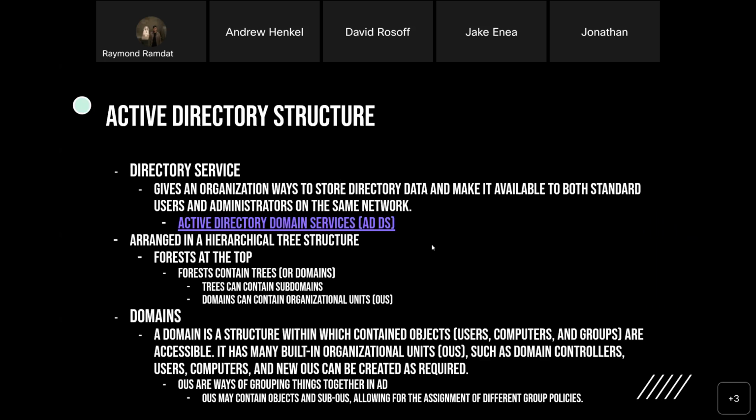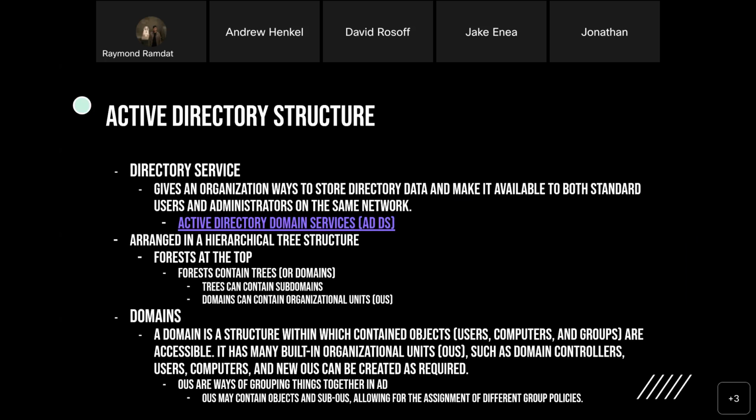So when we talk about what Active Directory is, like I said, a directory service. Directory services give organizations a way to store directory data and make it available to users across an entire network. Like I was saying before, it's arranged in a hierarchical structure that we like to call forests. The analogy makes it really easy to remember once you understand it. So I'm going to very quickly run through it and then we're going to break it down.